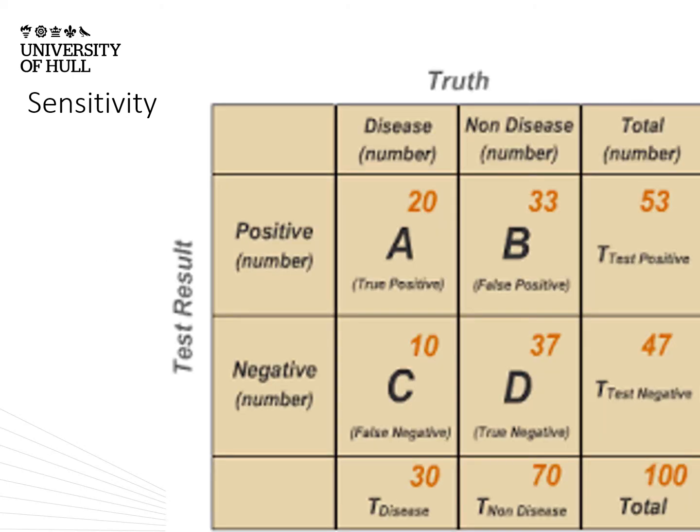So here's a real example with some numbers in the boxes. Note that they all add up to 100 at the bottom. That's just for convenience. And we know that columns A and C are used to calculate the sensitivity, and if we use the equation that was shown before, using those, we get a sensitivity of 0.66. We'll come back later to discuss whether these values are useful or not.